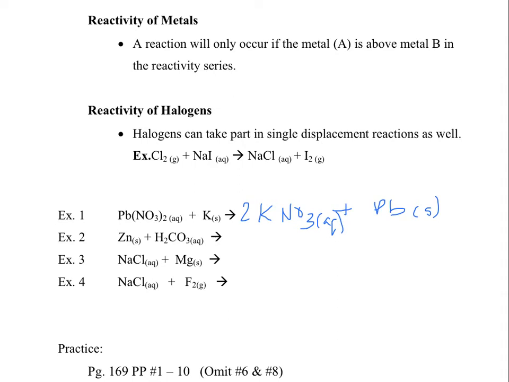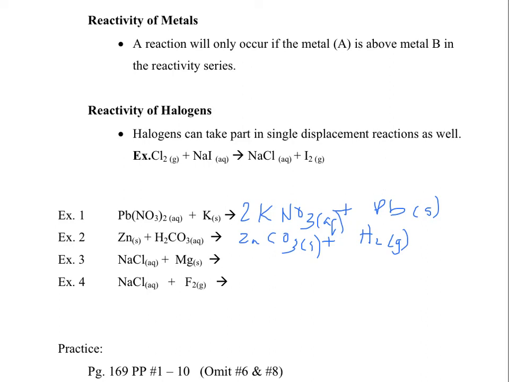Here are the answers for example 2, 3, and 4. Looking at an activity series, zinc, the element by itself, is higher than hydrogen, the metal in the compound. So a single displacement reaction will happen. The zinc will steal the carbonate, and I re-crisscross that to get ZnCO3, and the hydrogen gas gets kicked out by itself. My equation's already balanced, and I look up the states and include them to complete the question.